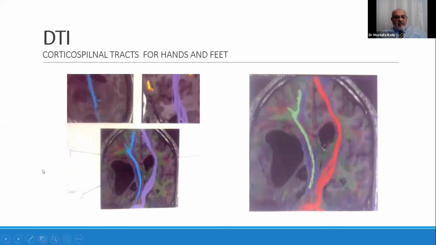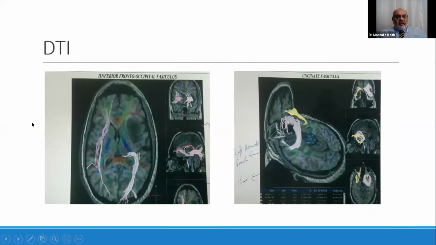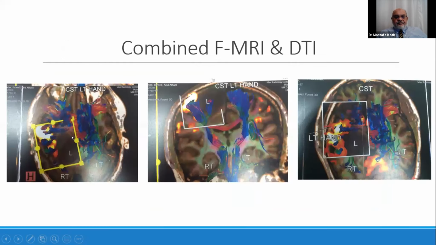Like in these images, where you use diffusion tensor images to delineate the cortical tract with its deformation here. And this is the frontal occipital fascicle, the uncinate fascicle. And if you combine it with functional imaging and the same images, you have more elaborate images of the brain and its function in relation to the lesion of the brain, like here.